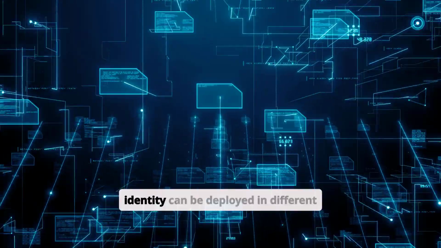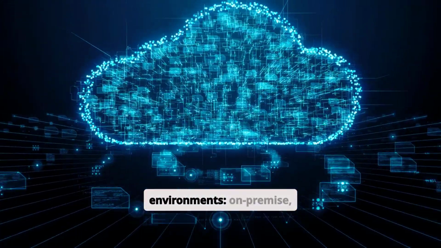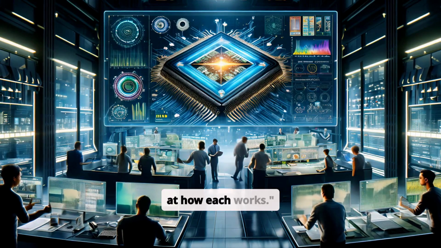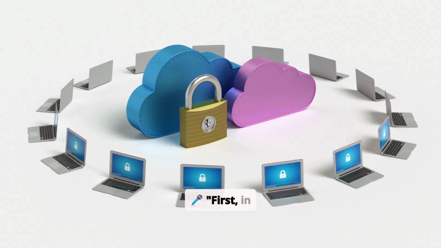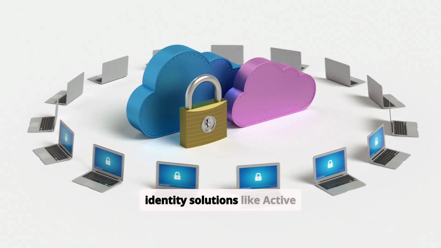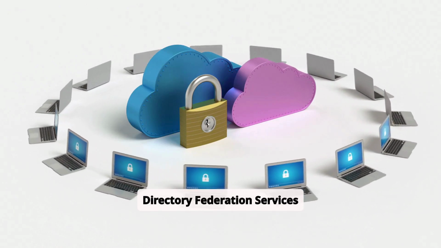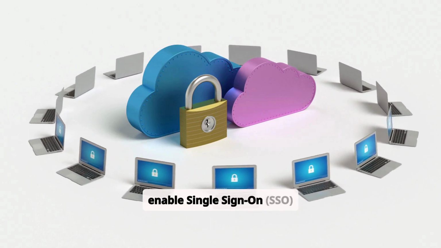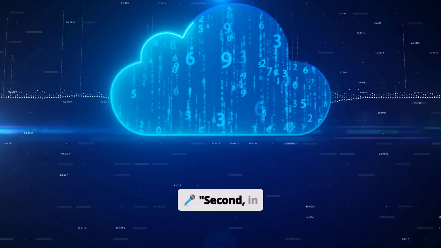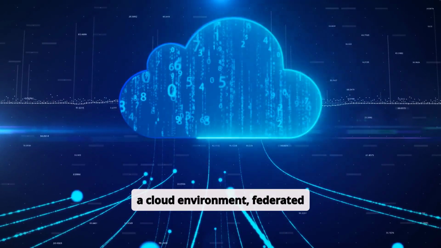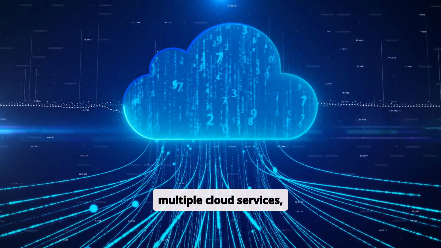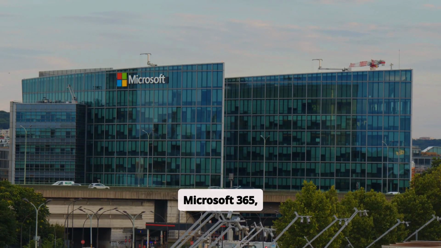Federated Identity can be deployed in different environments: on-premise, cloud, and hybrid. Let's take a closer look at how each works. First, in an on-premise environment, organizations use federated identity solutions like Active Directory Federation Services (ADFS) to enable single sign-on (SSO) across internal applications. Second, in a cloud environment, Federated Identity allows users to authenticate once and access multiple cloud services such as Google Workspace, Microsoft 365, and ServiceNow.